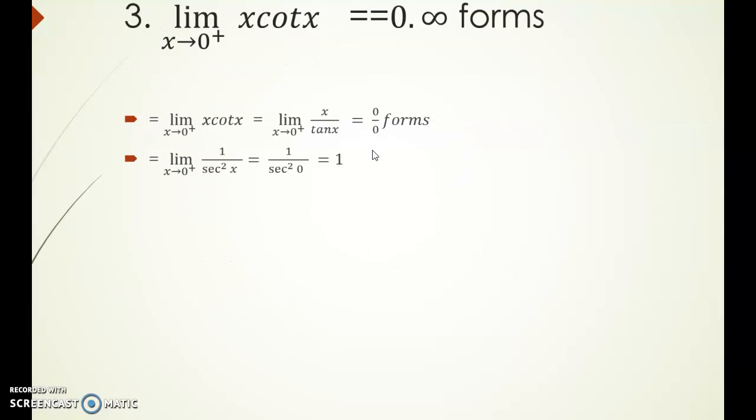So next is an example: limit x tending to 0 plus x cot x. This is of the form 0 into cot 0. Cot 0 is 1 by tan 0, that is 1 by 0, that is infinity. So this is of the form 0 into infinity. Next, this equals the limit x tending to 0 plus x divided by tan x. So this is 0 by 0 form.